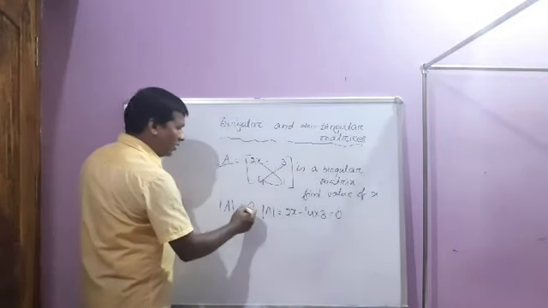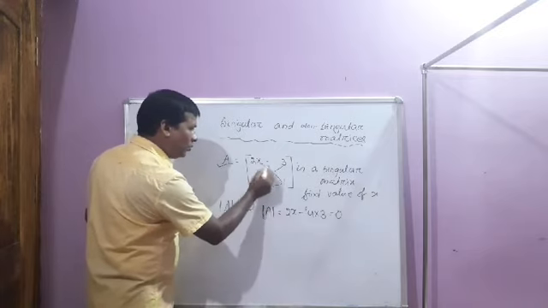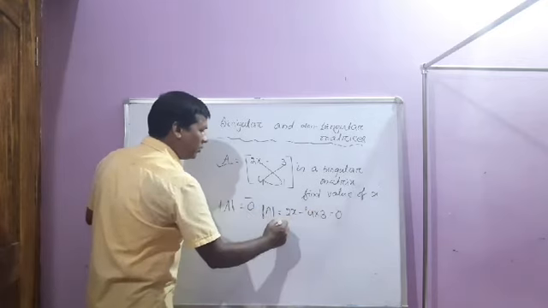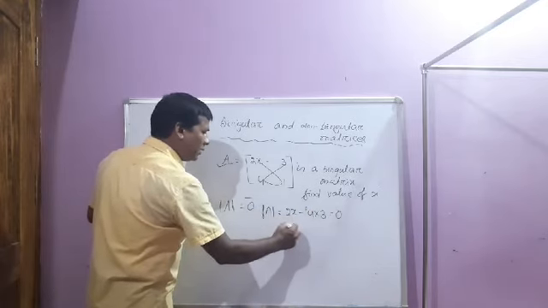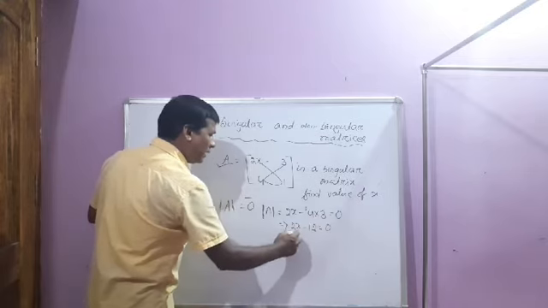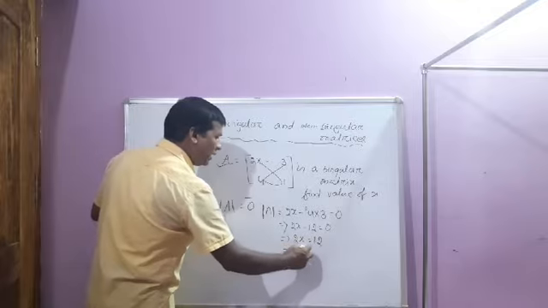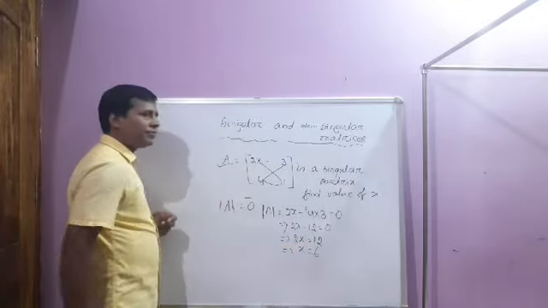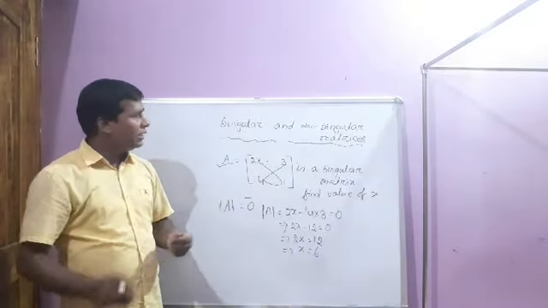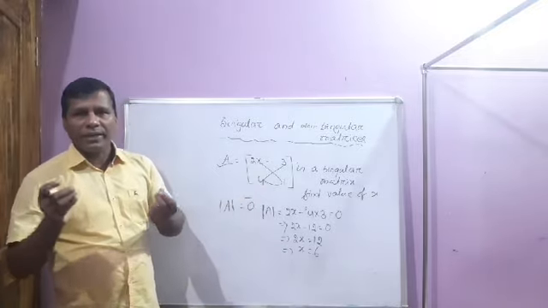So if that value is equal to 0, then the determinant is 2x into 1 minus 4 into 3 equal to 0. That implies 2x minus 12 is equal to 0, which implies 2x is equal to 12, and that implies x is equal to 6. If x is equal to 6, this arrangement must be a singular matrix.